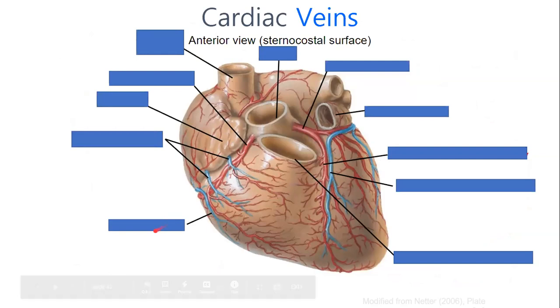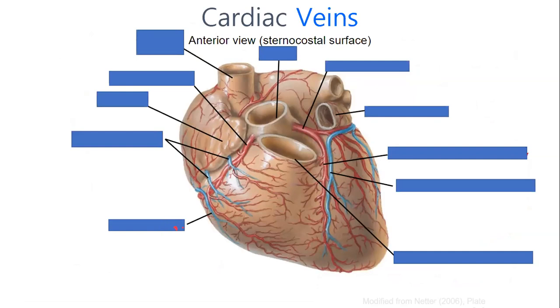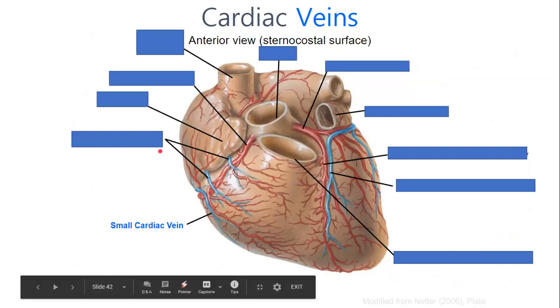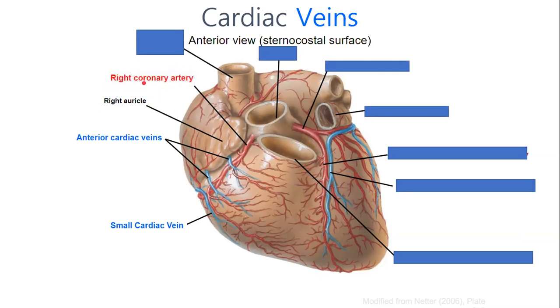All right, let's see. Starting right here. Which vein? Is that small cardiac? Small cardiac, got it. Next one. Middle cardiac? No, I don't know. Is it middle anterior cardiac? I didn't know that. Up here, is that the right auricle? Yeah, auricle, atrium. Okay, auricle. Big right vein here, or artery. Let's see. Right coronary. All right. Superior vena cava. Aorta. Pulmonary trunk.